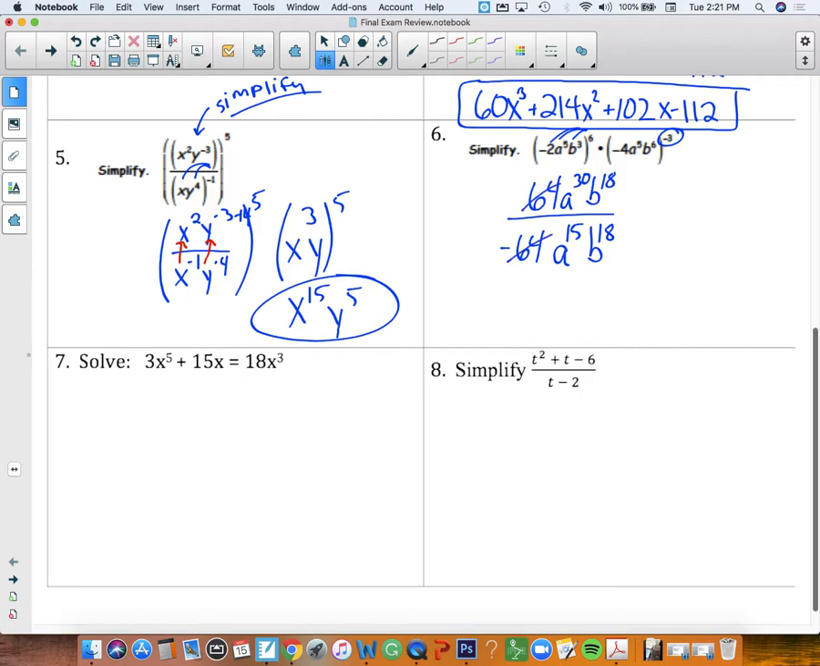All right? And then you can simplify from there. So the 64s will cancel. We're going to have a negative out front. 15 of the a's will cancel. And all of the b's will cancel. So it'll be negative a to the 15th power.